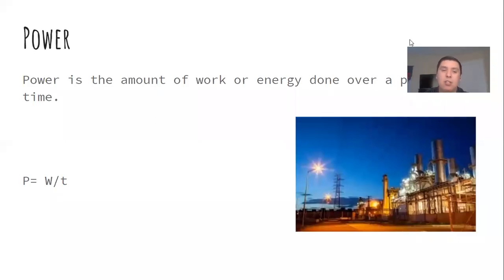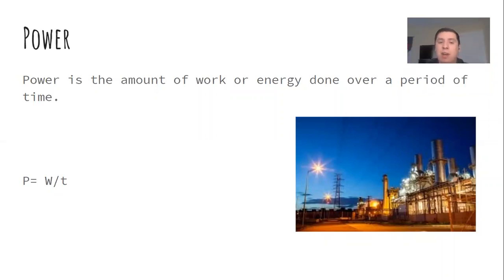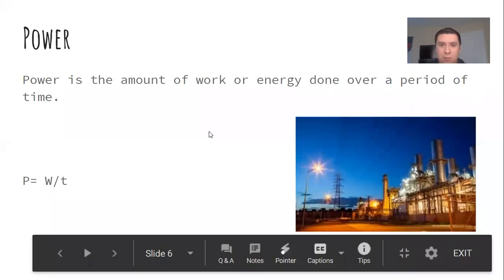Right, everybody, now I'm going to talk about power. So you can see from here, power is the amount of work or energy done over a period of time. Power actually has a very simple equation. It's just the work or energy divided by how much time, and we usually deal with time in seconds.